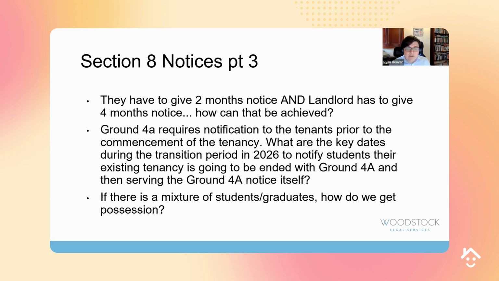Ground 4A requires pre-notification. Now, I did touch on this, but just in case you weren't listening or you came in slightly late, you have 1 month from the 1st of May to the end of May to give your tenants pre-notice that you are going to be using Ground 4A. I would be doing this as soon as possible. There's no reason to use the whole month. I think every landlord needs to be looking at these dates specifically.